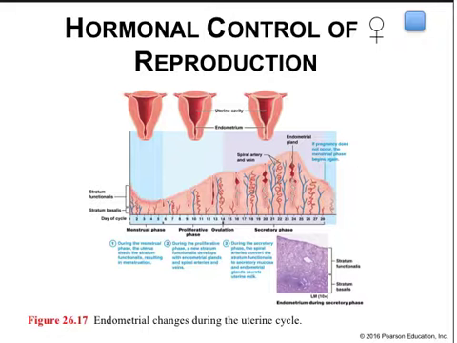The secretory phase runs from days 15 to 28. The spiral arteries convert the stratum functionalis into secretory mucosa, and endometrial glands secrete nutrients and glycogen-rich fluid into the uterine cavity in order to sustain the embryo. If the pregnancy doesn't occur, the cells of the stratum functionalis die, and on day 28 the menstrual cycle begins. If pregnancy occurs, the secretory phase continues, and the uterus continues to develop in preparation for the embryo.